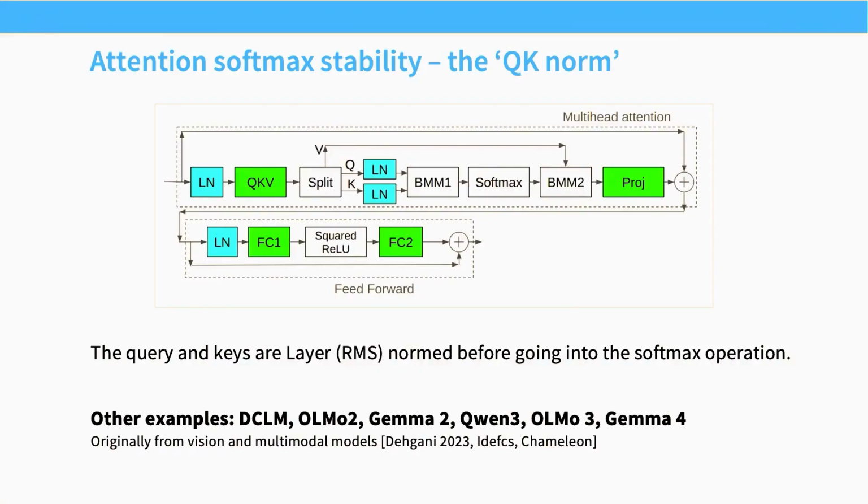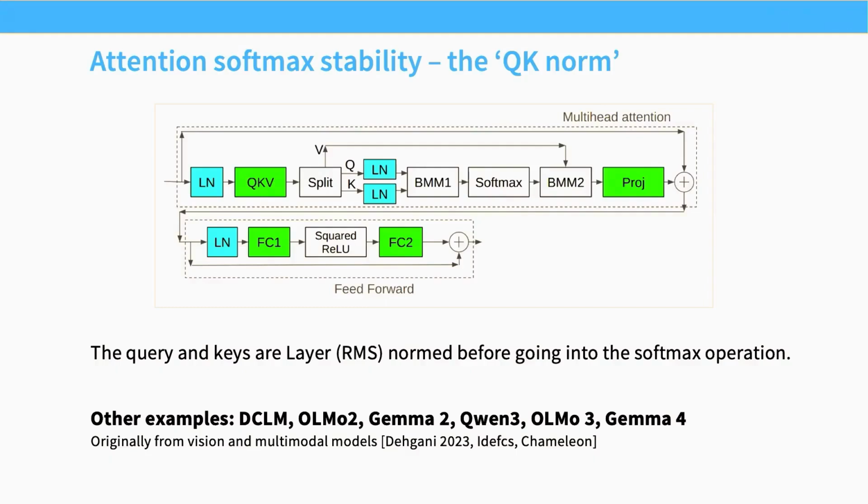Okay, if we do that, then we're going to keep this softmax operation stable. Tons of different models do this. It's originally from the multimodal world. Some folks who were making multimodal models initially discovered QK norm. Idefics and Chameleon really used this and proved it out. And then a number of other open source language models realized that the same tricks are entirely applicable to stabilizing attention for language models. And I think this is now very, very standard.